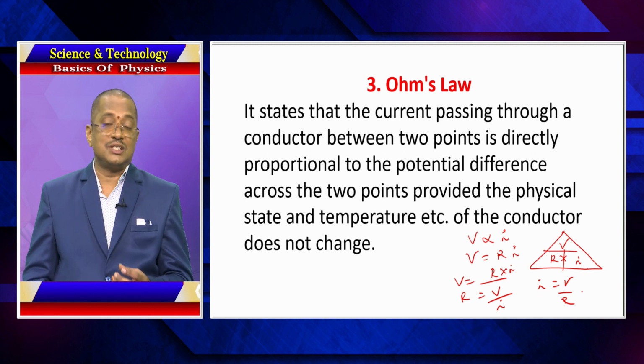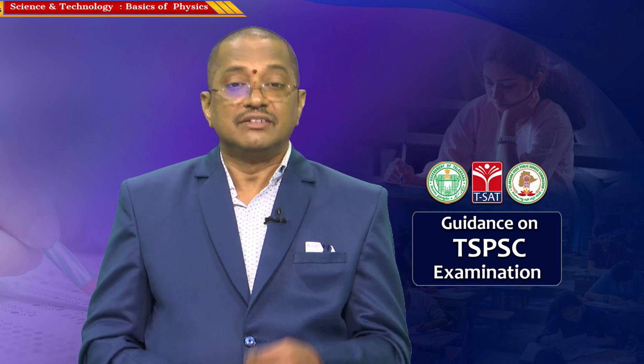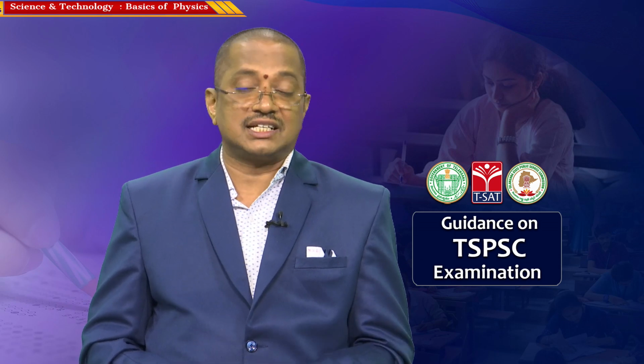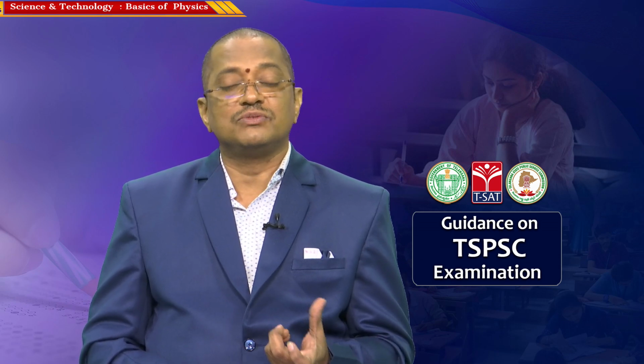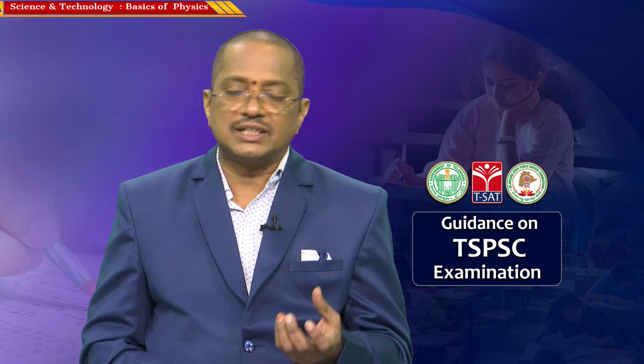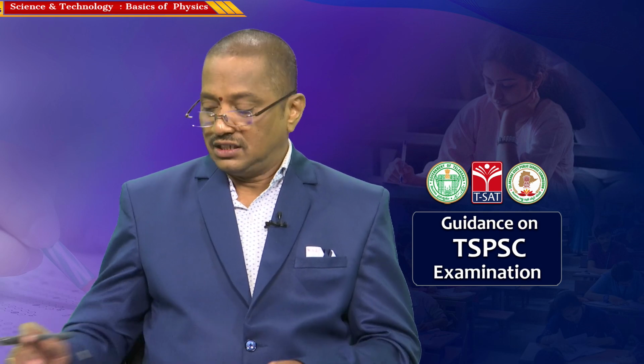So, the substances which satisfy Ohm's law are called ohmic conductors, and those which do not satisfy Ohm's law are non-ohmic conductors. So, this is Ohm's law. Clear? It simply means the potential difference is directly proportional to the current passing through it.